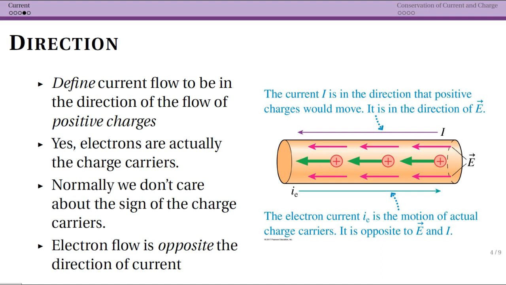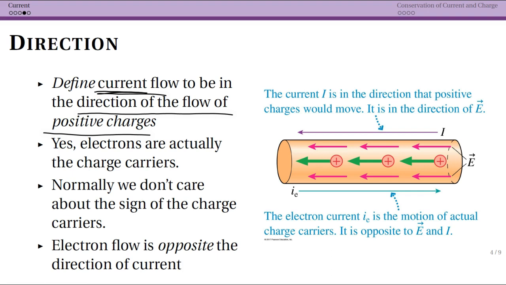Now let's talk about direction. Current is kind of a vector. We don't normally write it as a vector, but it does have a direction. Conventional current is defined to go in the direction of the flow of positive charges.